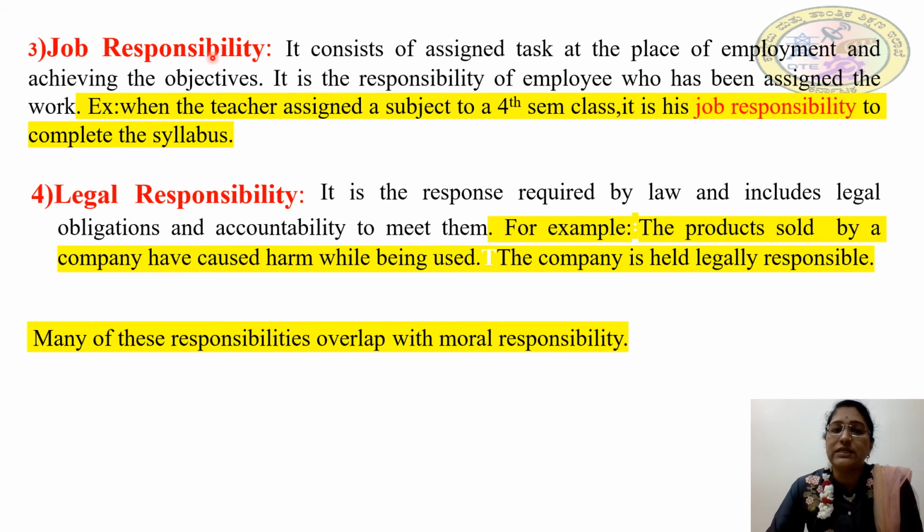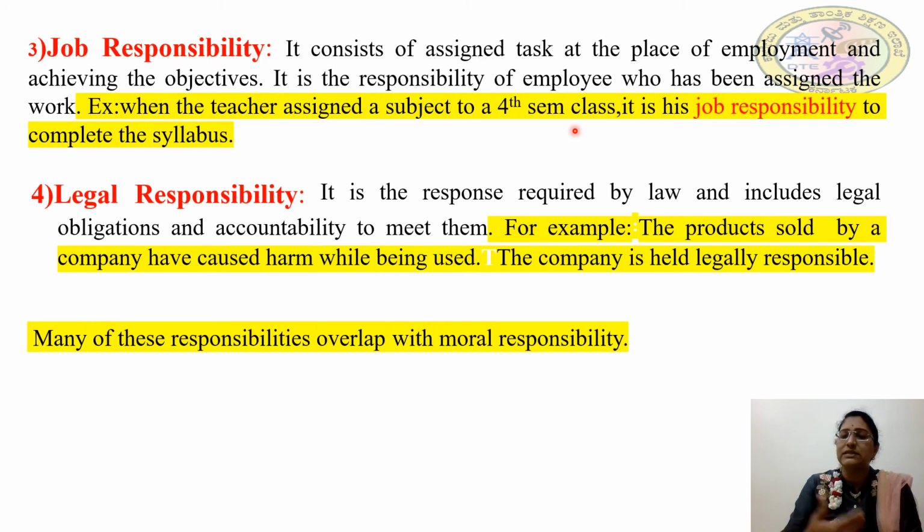So in this case what happens here? It is the responsibility of the employee who has been assigned the work. When anything goes wrong in that work, who is responsible? That person to whom the work is assigned is responsible. So this is called job responsibility. The example is given here. When the teacher is assigned a subject for a 4th semester class.